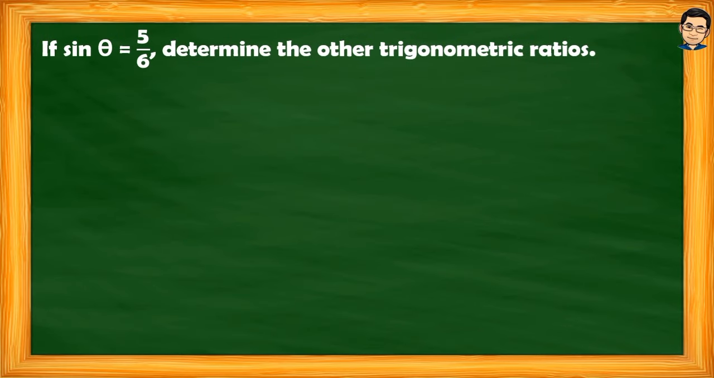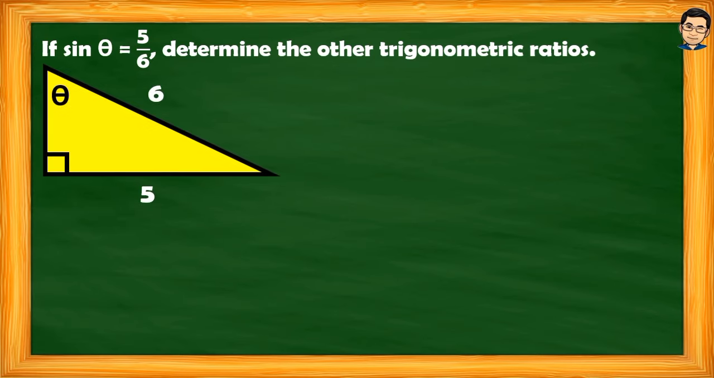So, let us have another problem. So, dito naman, given yung isang value ng isang trigonometric ratio. And then we will be determining the other trigonometric ratios. So, is it possible for us to determine the other trigonometric ratios given one trigonometric ratio? The answer is yes. We'll just simply use Pythagorean theorem. So, let us have the illustration.